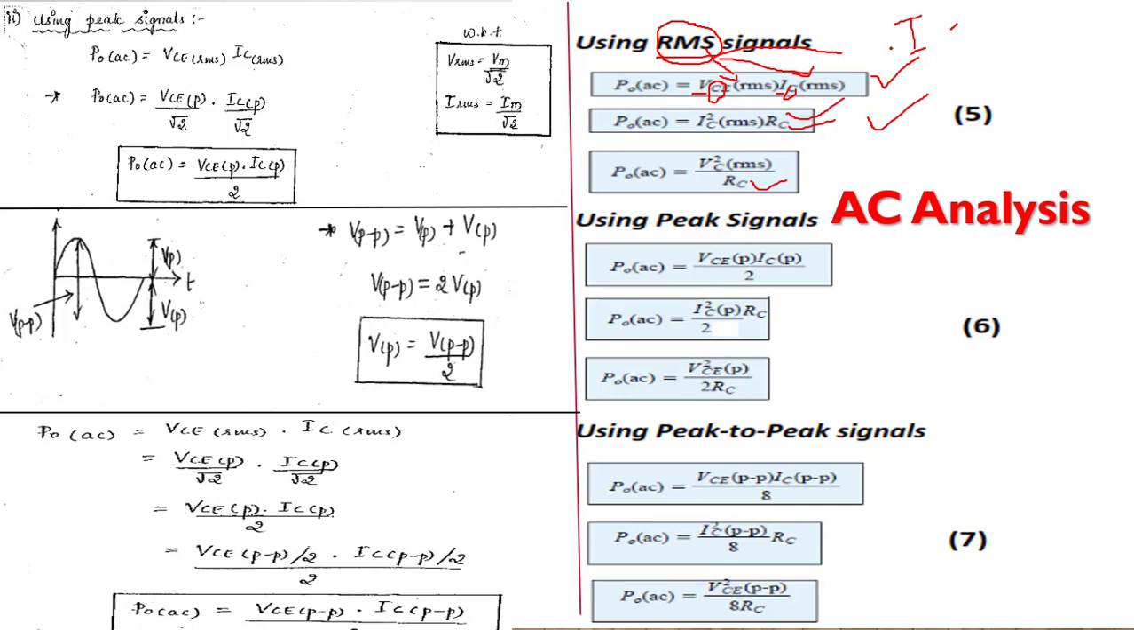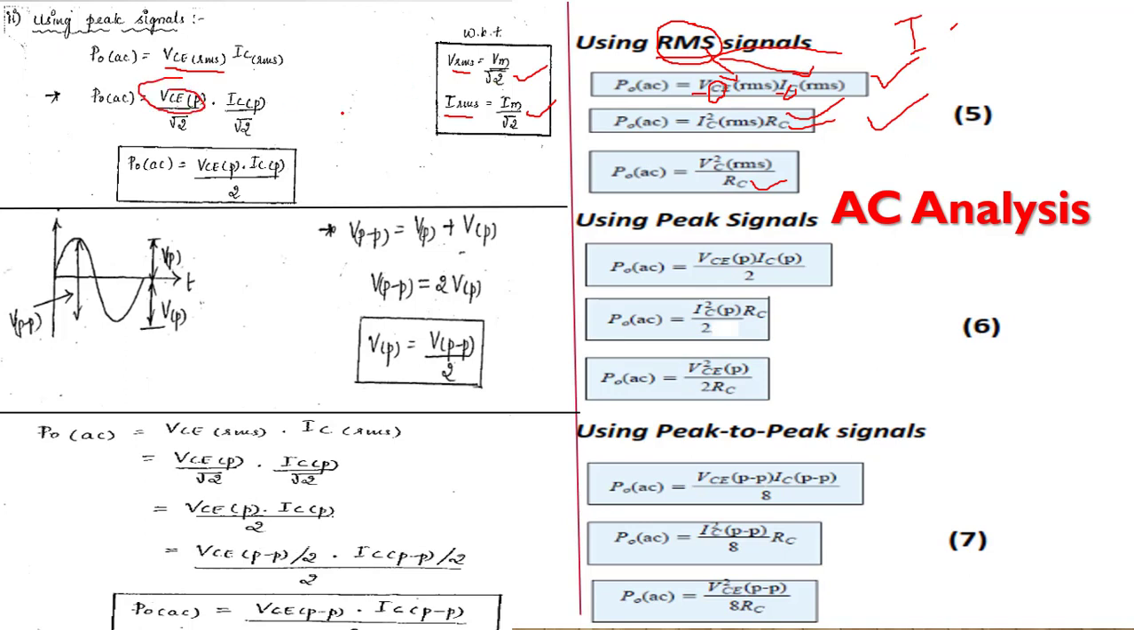Now I am converting this into the peak signal. What is the relation between RMS and peak? Already we know that VRMS is equal to Vm divided by root 2, and IRMS is equal to Im divided by root 2. Here VRMS is VCE RMS, so the peak value here is VCE peak. Yes or no?